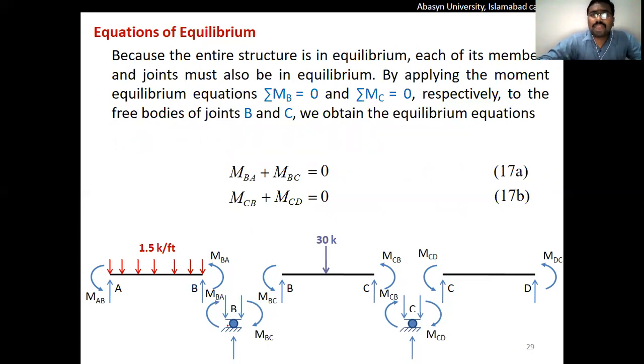Now, as the entire structure is in equilibrium, each member and its joint will also be in equilibrium. So by applying the moment equations, or the equations of equilibrium, we can find the free body joint moments at points B and C. And we apply the equations of equilibrium at the points where we have unknown displacements.